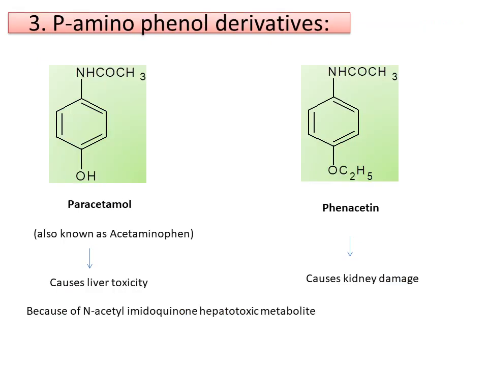And next one is the third class of compounds, para-aminophenol derivatives. There are two examples. One is paracetamol, also known as acetaminophen. The acetyl group is attached to the amine functional group of the phenol, which gives acetaminophen. So phenol is the basic structure. At the para position we attach an acetamino group.